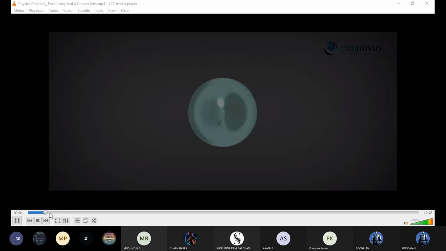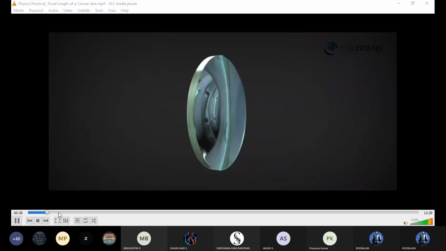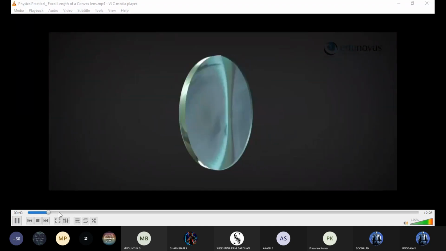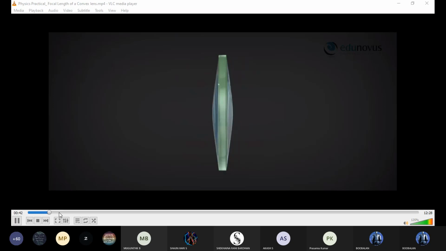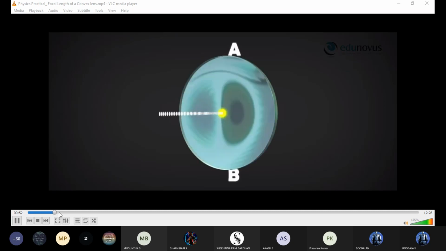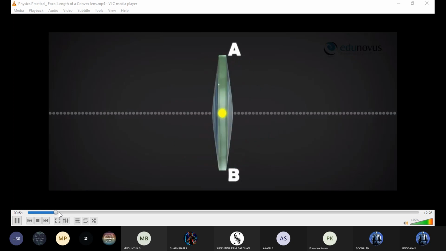Convex lens is also known as converging lens. It is thick in the middle and thin at edges. The diameter of the circular edge of the lens is called aperture. Here, AB is the aperture. When a ray of light passing through a particular point on the principal axis goes undeviated, this point is called optical center, and this is represented by O.